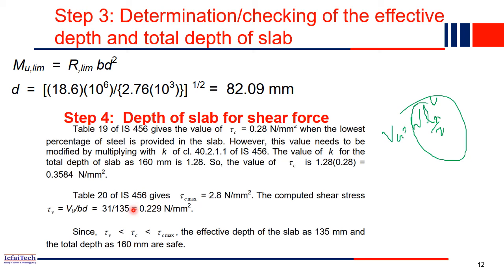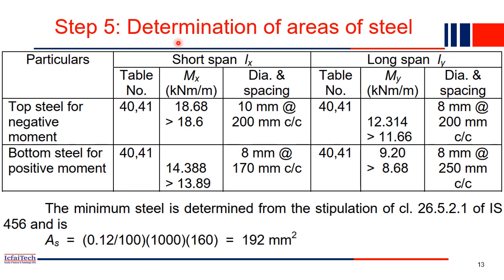But how much is the capacity of our slab? Our slab capacity is 0.35, so the capacity is more, but the applied shear stress is less. So again our slab is safe here also. Step number 4 also got passed. Now step number 5, determination of area of steel, you have to compute it. Already we know how to do that, the same process we discussed in the one way slab also.